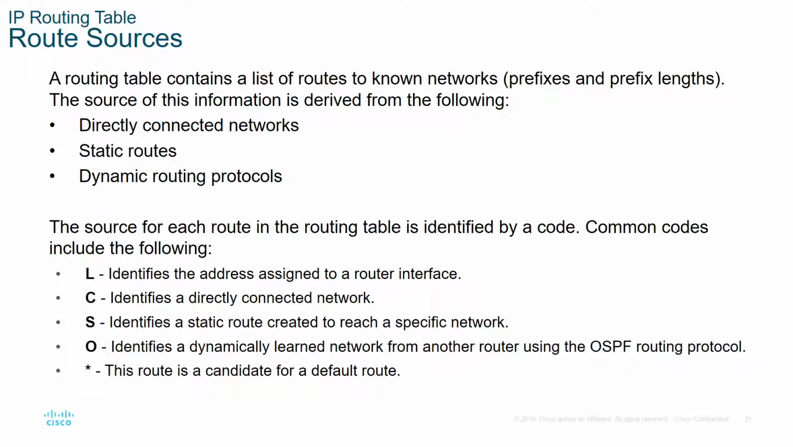Common codes include the following: L, which identifies the address assigned to a router interface; C, which identifies a directly connected network; S, which identifies a static route created to reach a specific network; O, which identifies a dynamically learned network from another router using the OSPF routing protocol. The asterisk: this route is a candidate for a default route.